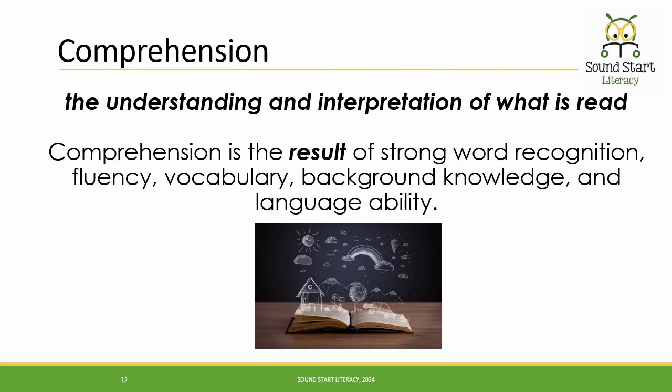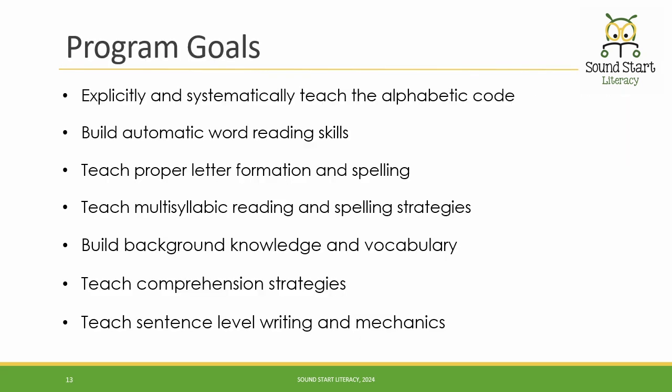While our focus is on developing word-level reading and spelling, Sound Start literacy includes all aspects of literacy: speaking, listening, reading, spelling, vocabulary development, writing, and reading comprehension. Here's an overview of the program's goals. Explicitly and systematically teach the alphabetic code, build automatic word reading skills, teach proper letter formation and spelling, teach multisyllabic reading and spelling strategies, build background knowledge and vocabulary, teach comprehension strategies, teach sentence level writing and mechanics.